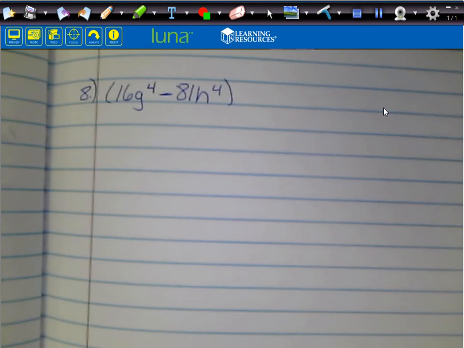All right, go ahead and write down number 8. You have 16g to the 4th minus 81h to the 4th. Okay, this is going to be the most complicated one that we do here.